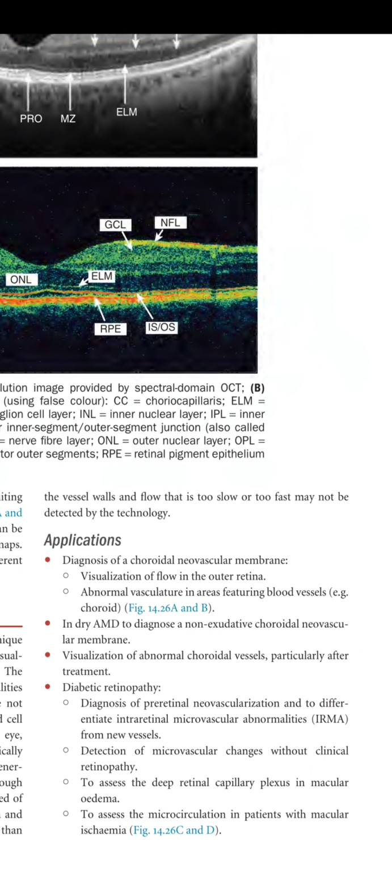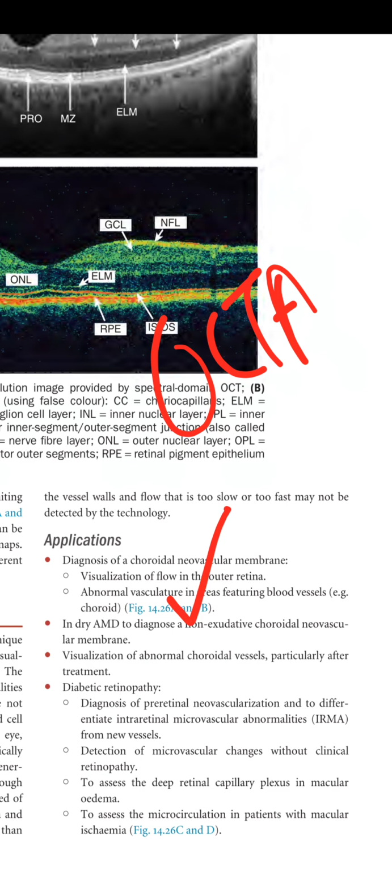So applications are the diagnosis of a choroidal neovascular membrane. So it can also be done for the detection of the CNV, visualization of flow in the outer retina, abnormal vasculature in an area featuring blood vessels, for example, choroid. In dry AMD, this OCT angiography can be done to diagnose a non-exudative choroidal neovascular membrane. Visualization of the abnormal choroidal vessels, particularly after treatment.